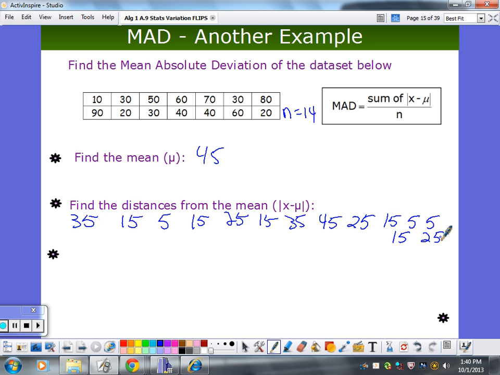Right, so I find all these distances from the mean, then what do I do? Then what am I dividing by? That's a lot of work. How do you get those? I took the 45 and I looked at the distance between 10 and 45, and I took the absolute value. Technically it's x minus the 45, so that would give me minus 35, and I took the absolute value.